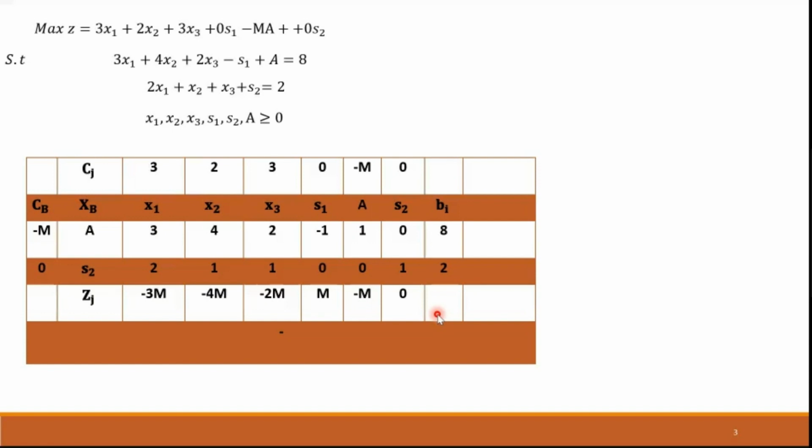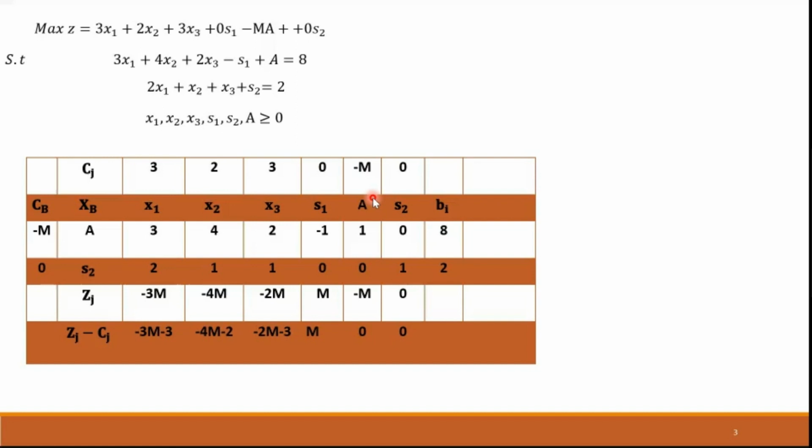Okay. Now next row is zj minus cj. So zj minus cj is -3m -3. Second column में -4m -2, -2m -3, m -0. -m plus m 0, 0 minus 0 0. नॉर्मल बेसिक टेबल है, जब हम लोग सिंप्लेक्स में यूज करते हैं, बिग एम मेथड भी वो यूज होता है, एक्सेप्ट फॉर दिस आर्टिफिशियल वेरिएबल एक्स्ट्रा पार्ट.